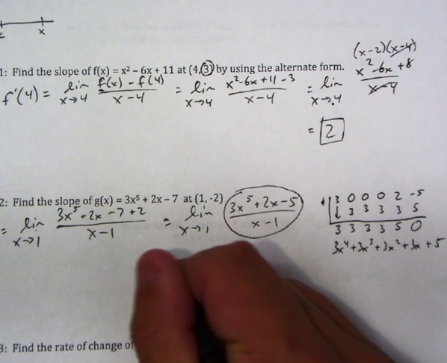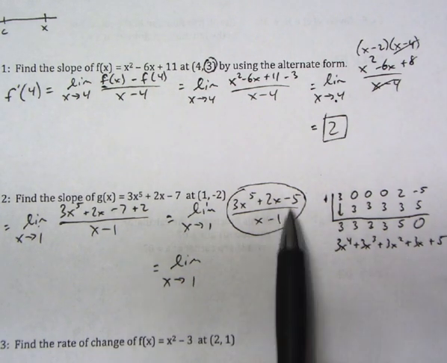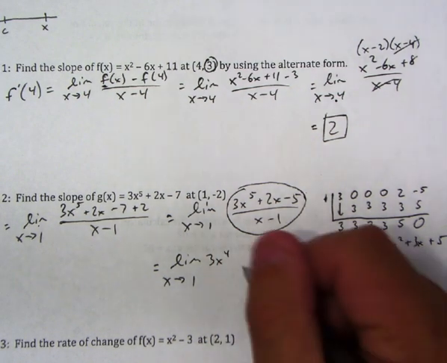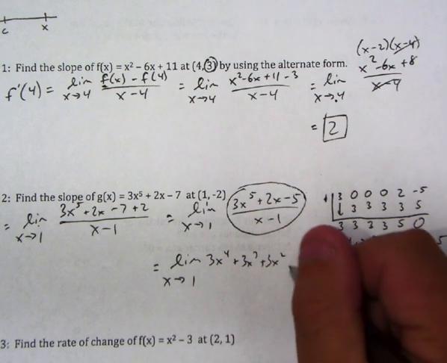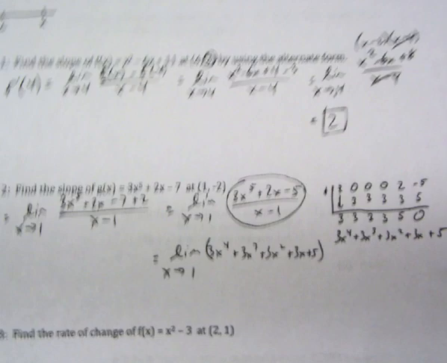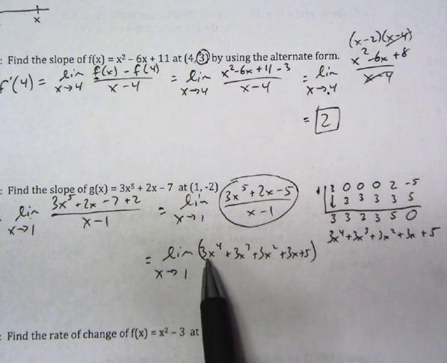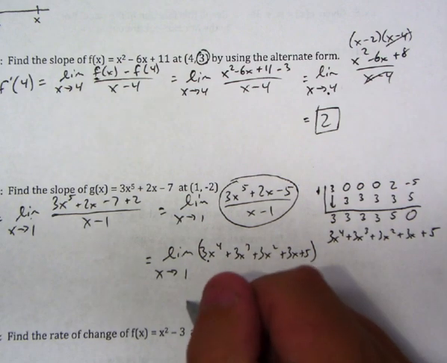So we have the limit as x approaches 1, but instead of this fraction, we now just have this polynomial, 3x to the 4th plus 3x cubed plus 3x squared plus 3x plus 5. So we're taking the limit of that whole function as x approaches 1, and now we can do direct substitution. Now we could plug 1 in for all those x's. So when we do that, we just get 3 plus 3 plus 3 plus 3 plus 5. So 12 plus 5 is 17.